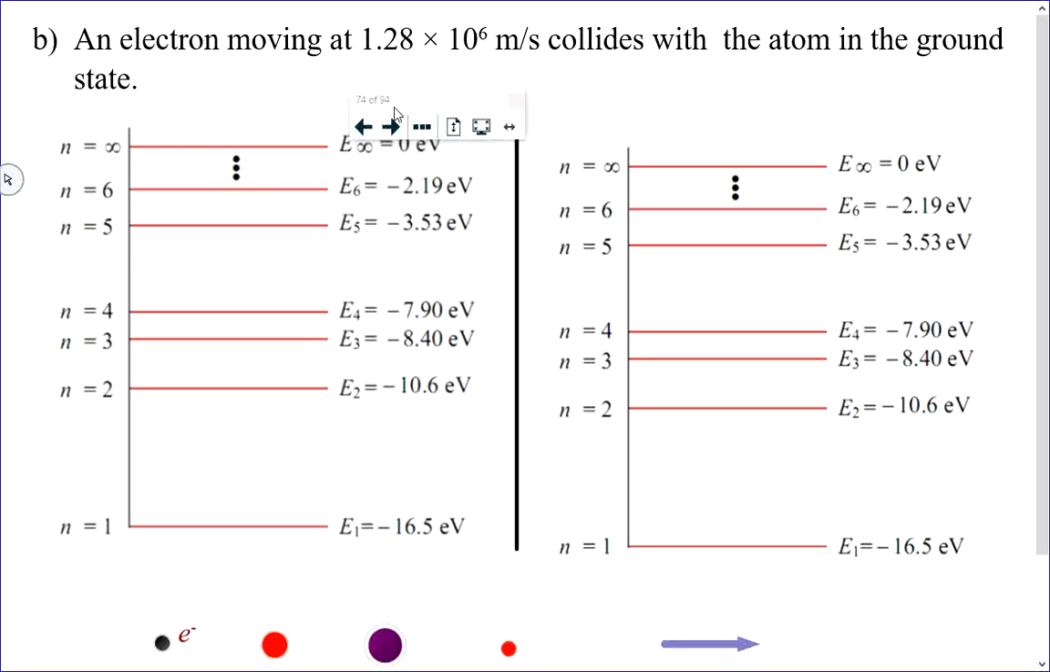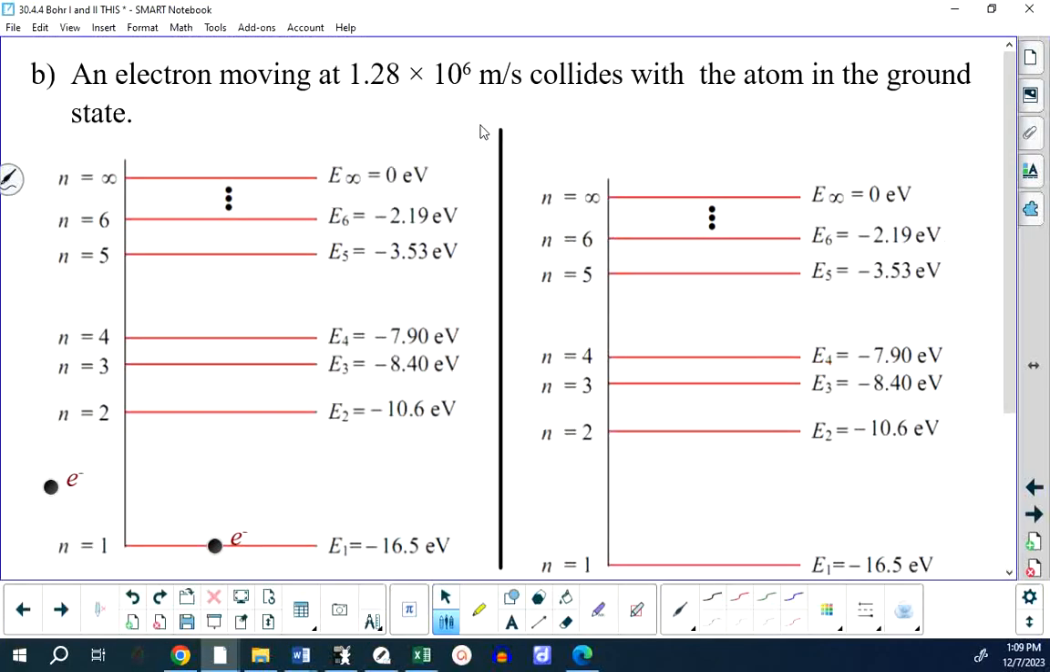An electron moving at a particular speed collides with an atom in the ground state. Well, listen, the only thing that's different here is you have to figure out the energy of the bombarding electron first. You need to do a 1/2 mv squared calculation for this electron. Take the number of joules and convert it to eV, and then it's the same as question A. I mean, the result won't be the same, but it's the same thought process.